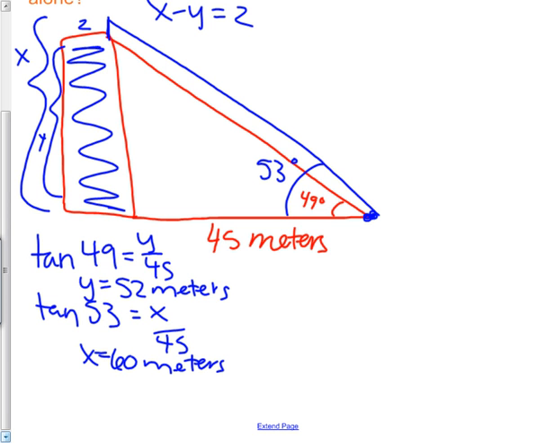So I got 59.7, so about 60 meters. Tangent of 53 times 45. So now we have the total height of the antenna and the building, which is 60. And then we have the building. So if we say 60 minus 52, we get that the antenna is about 8 meters.